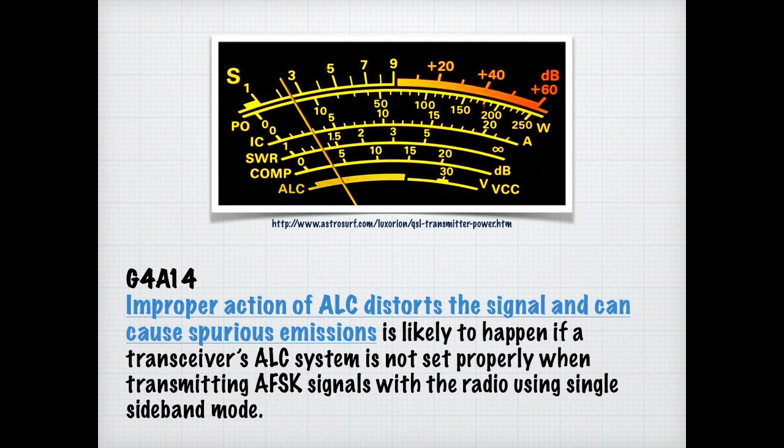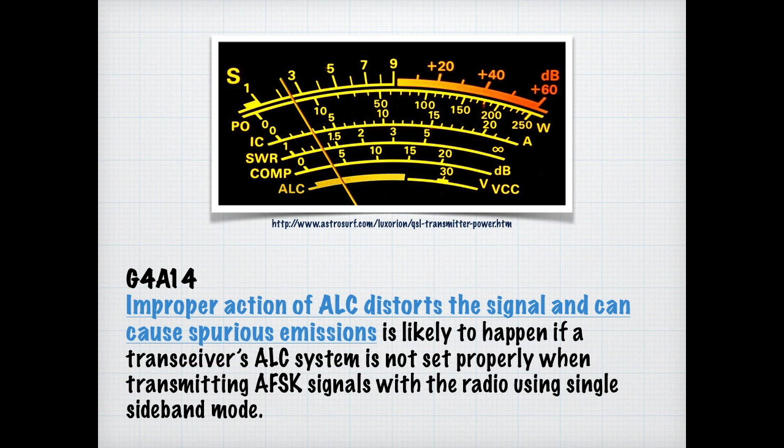For the exam, we need to know that improper action of ALC distorts the signal and can cause spurious emissions. It's likely to happen if a transceiver's ALC system is not set properly, particularly when transmitting AFSK signals with a radio using single sideband mode.